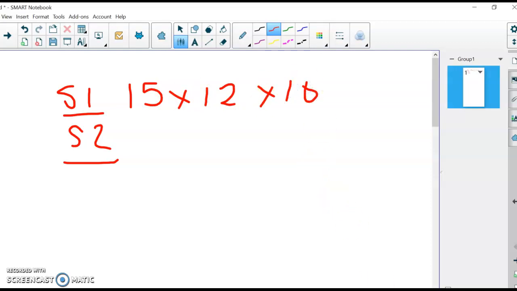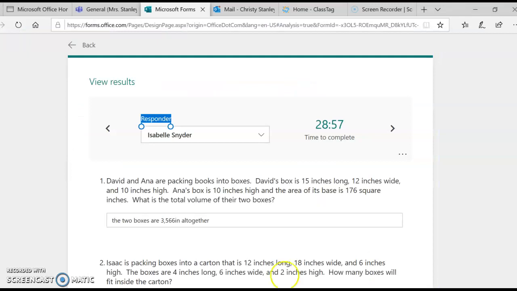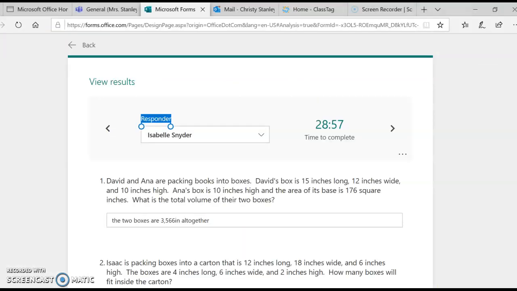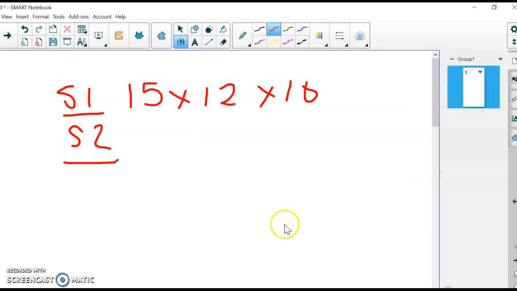And then it said that her box is 10 inches high and the base is 176. So you only have 2 dimensions for hers. And I totally just forgot what those were. 10 by 176.